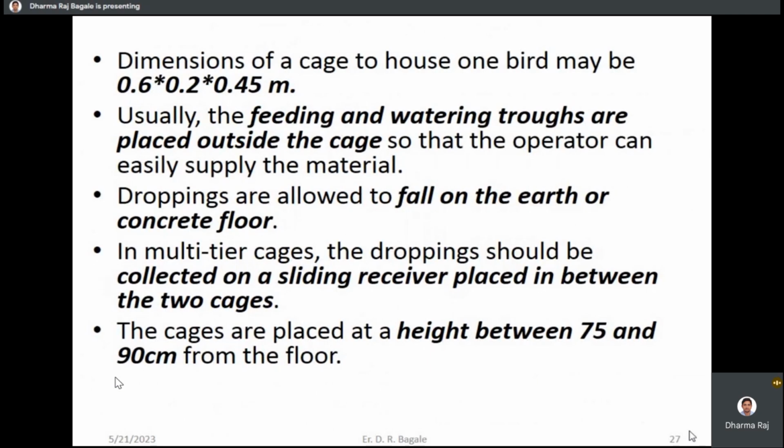यो खालको सिस्टम हो। Dimension of cage to house one bird may be 0.6 meter wide, 0.6 meter long, 0.2 meter height and 0.45 meter width. Usually the feeding and watering trough are placed outside the cage so that the operator can easily supply the materials. Droppings are allowed to fall on the earth or concrete floor.